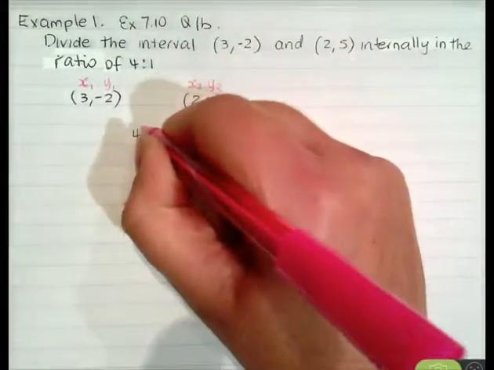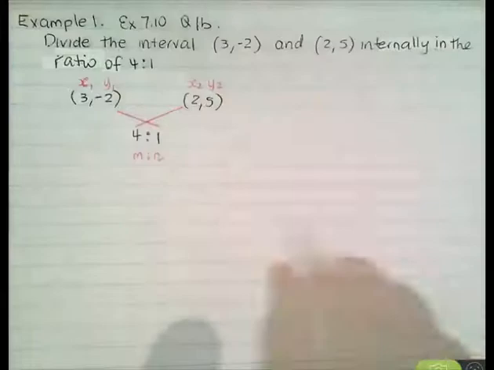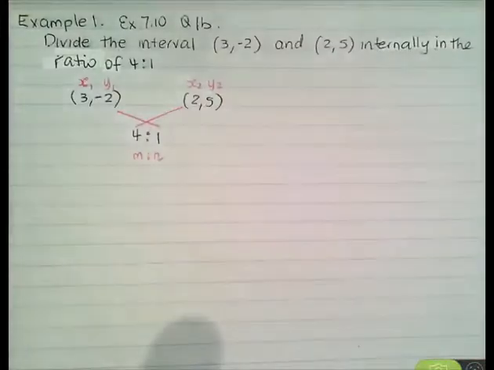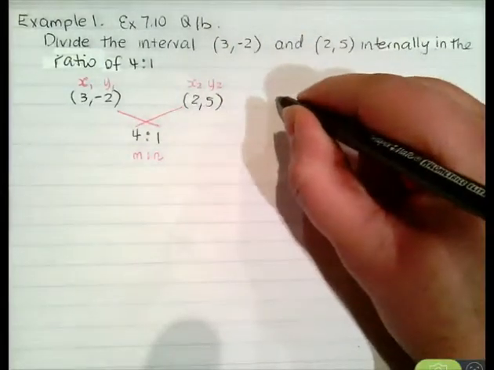Now what I'm going to do is this cross thing. So from the 4 I'm going across there, and from the 1 I'm going across here. Now instead of using the formula, we can actually just use this cross method. Now I'm going to actually just write what the formula is over here.